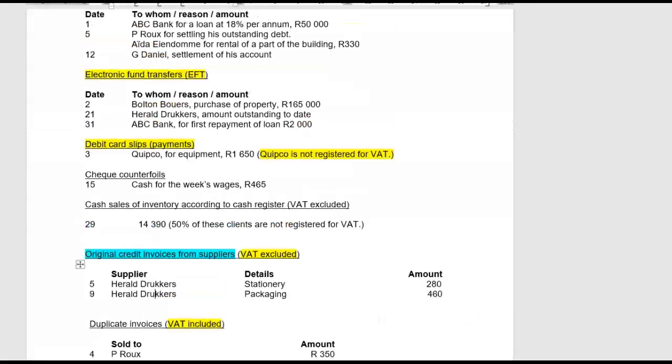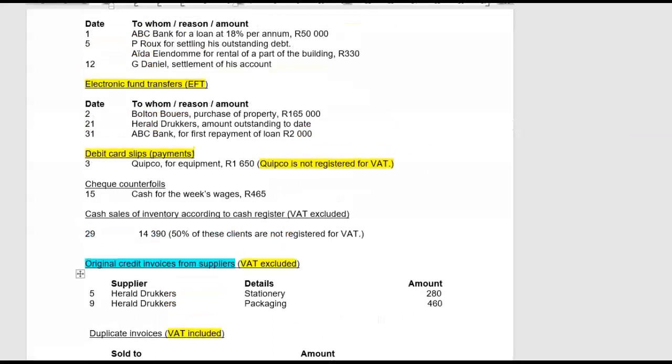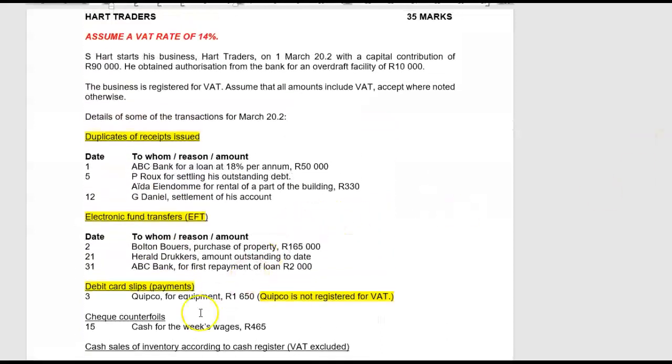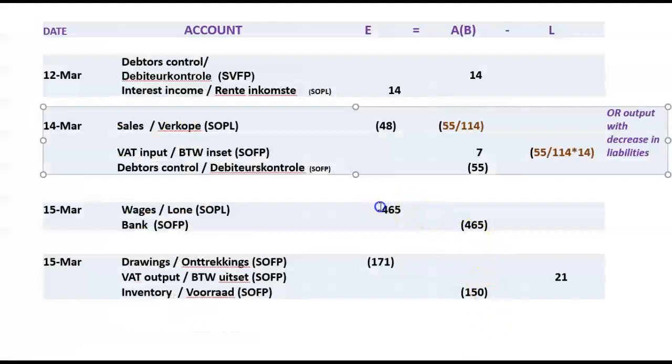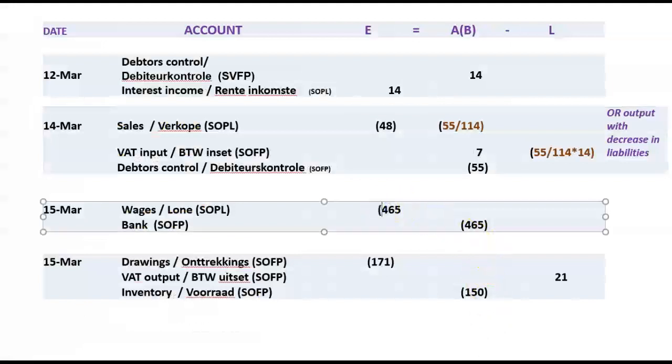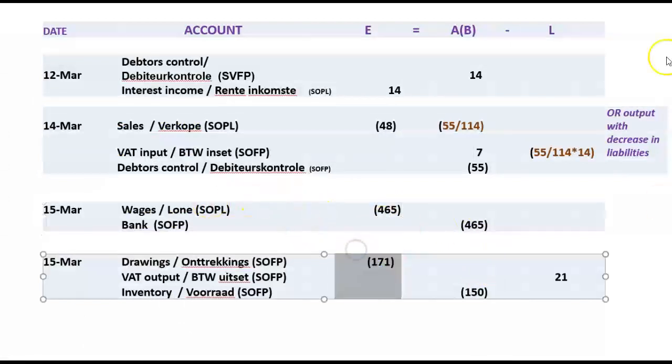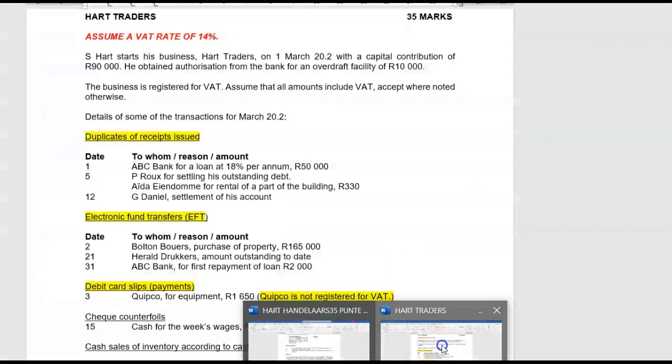On the 15th of March, let's see. Check counterfoils, we've paid wages for the week, 465 Rand. There's no VAT applicable on wages. What is wages? Wages equals an expense, which is a reduction of equity, 465, and our asset account is going to be credited with 465 Rand.